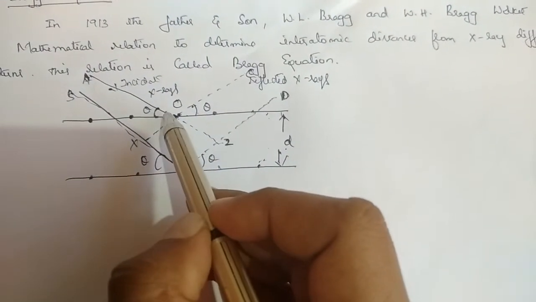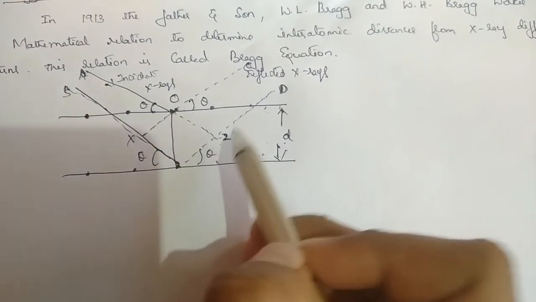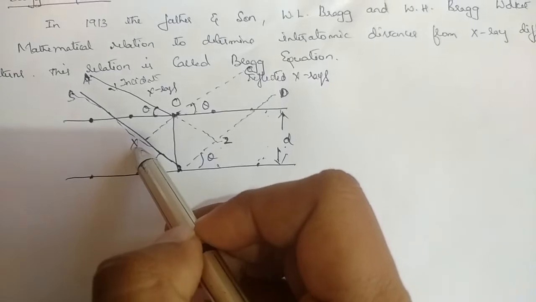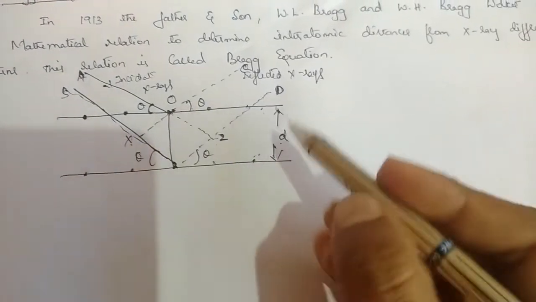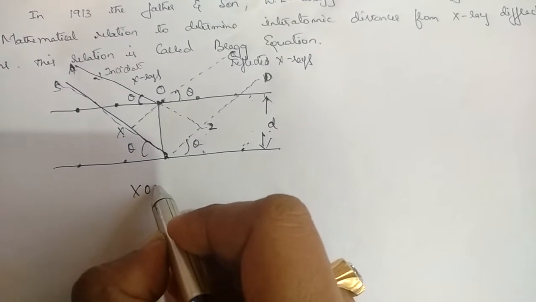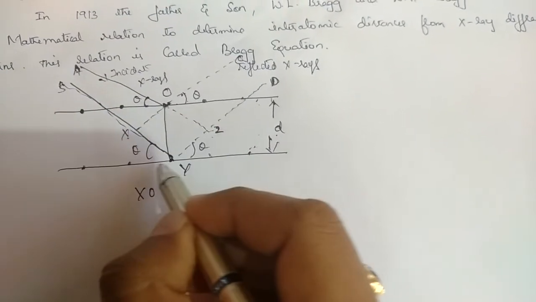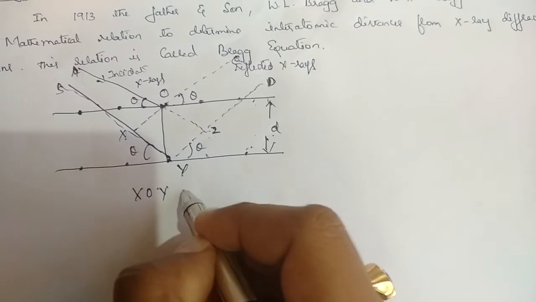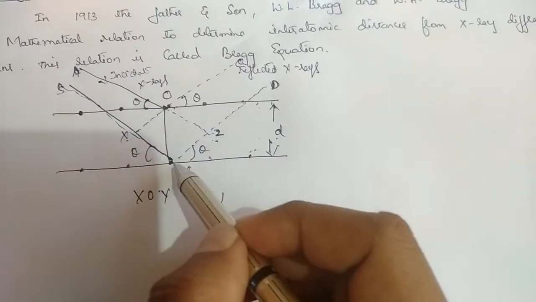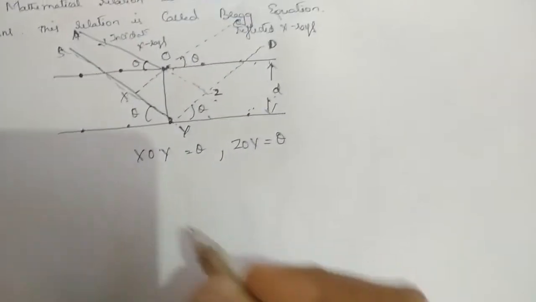If we take a perpendicular line from A, extending it, you will meet here, that is at Z. In the same way, from the reflected C, it will be extended as a perpendicular, and it is represented as X. If you observe the triangle XOY, I will take this point as Y, that angle is also theta. Then if we observe the other triangle, ZOY, that also has the glancing angle theta.